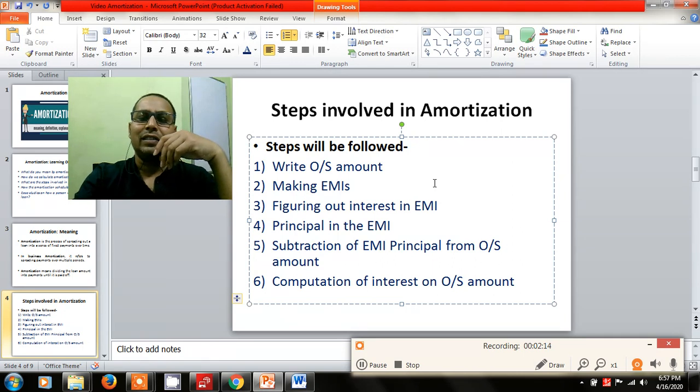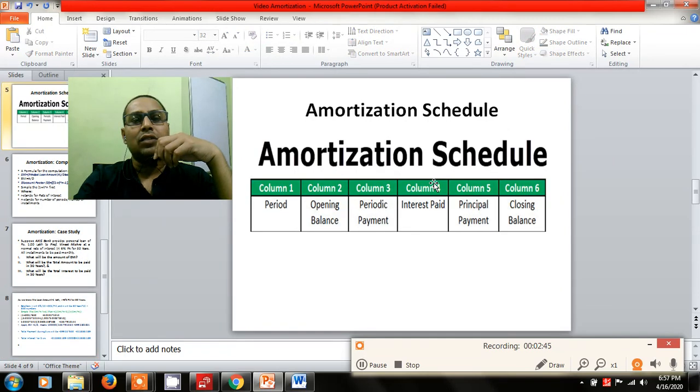Definitely what is the interest part in this particular EMI, and next, what is the principal part in this particular EMI. If the interest part is calculated, the principal will be very simple, because after deducting the interest part from the EMI, the remaining part may be called the principal part of the EMI. Subtracting the EMI principal from the outstanding, there will definitely be a remaining outstanding amount, and the amortization schedule is made in different columns.